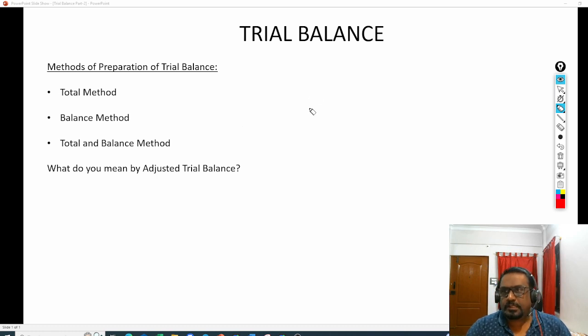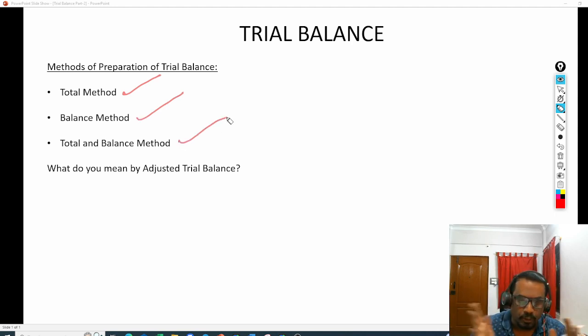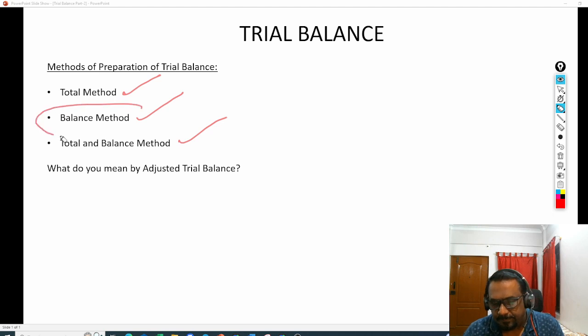We are going to discuss the methods of trial balance preparation. There are three methods one can follow while preparing the trial balance. The first one is total method, the second one is balance method, and the third one is both total and balance method together. The most popular method is balance method.